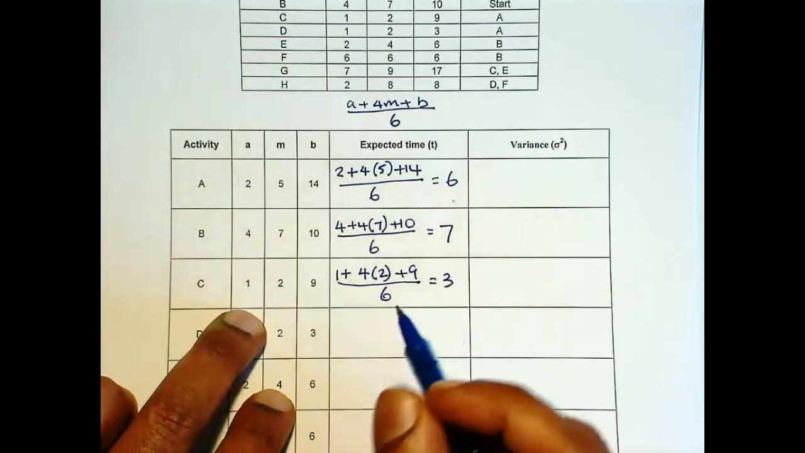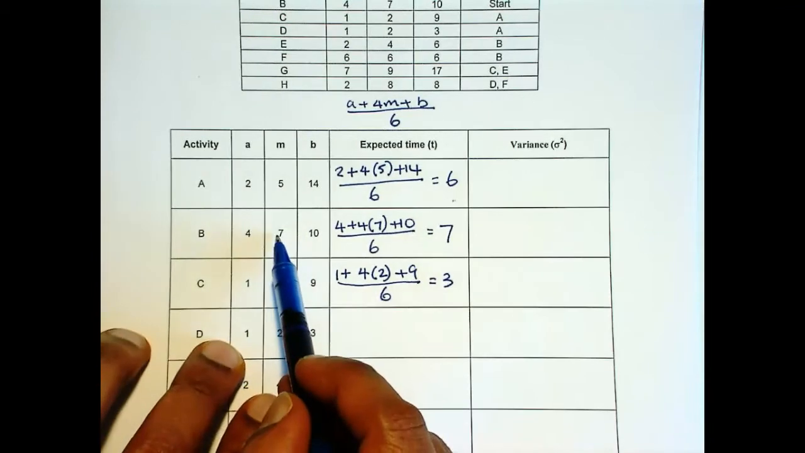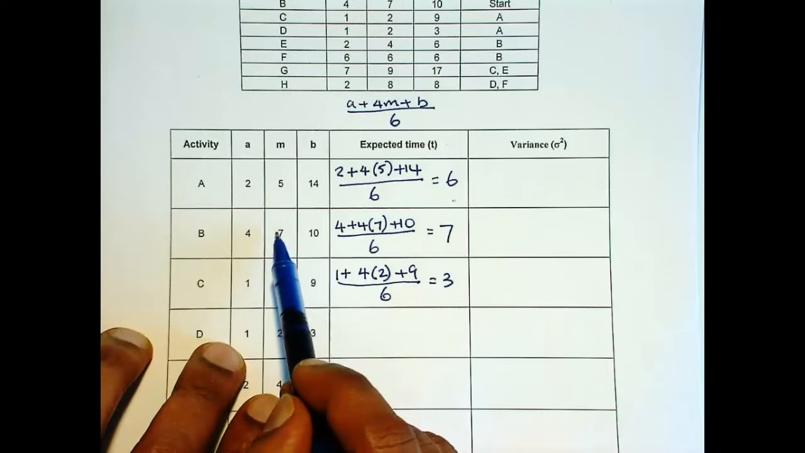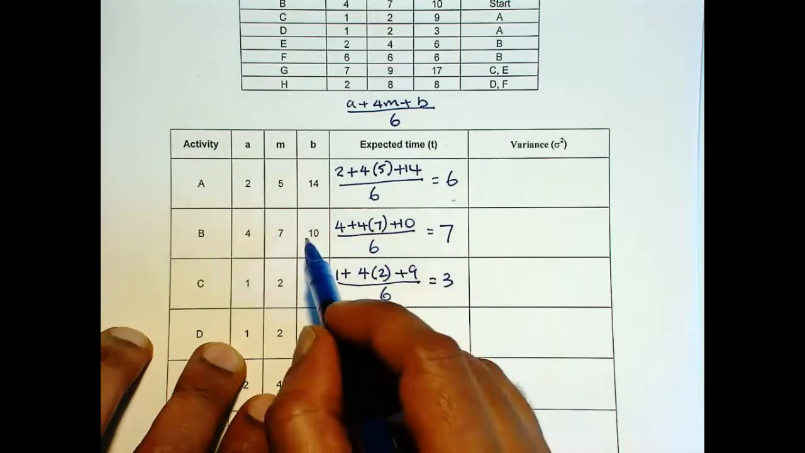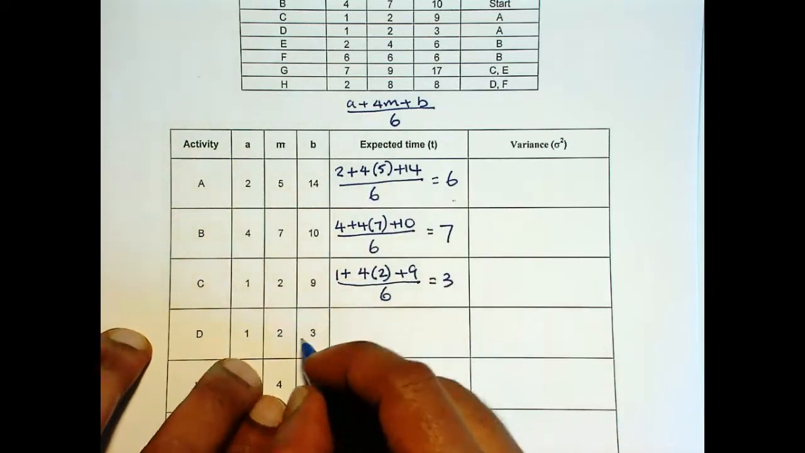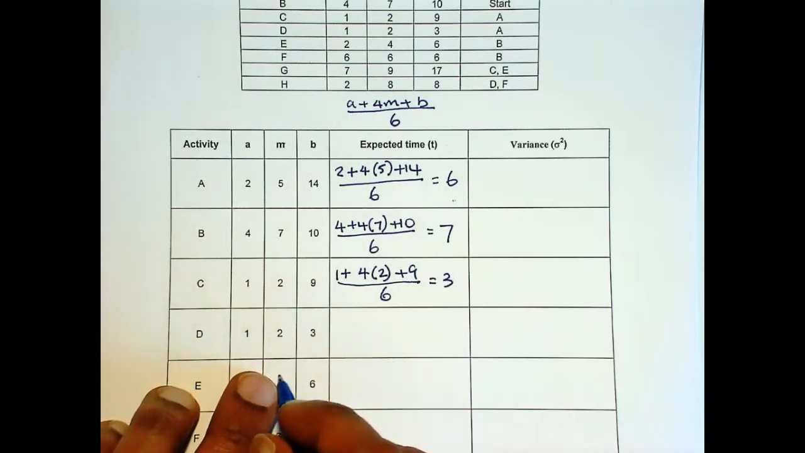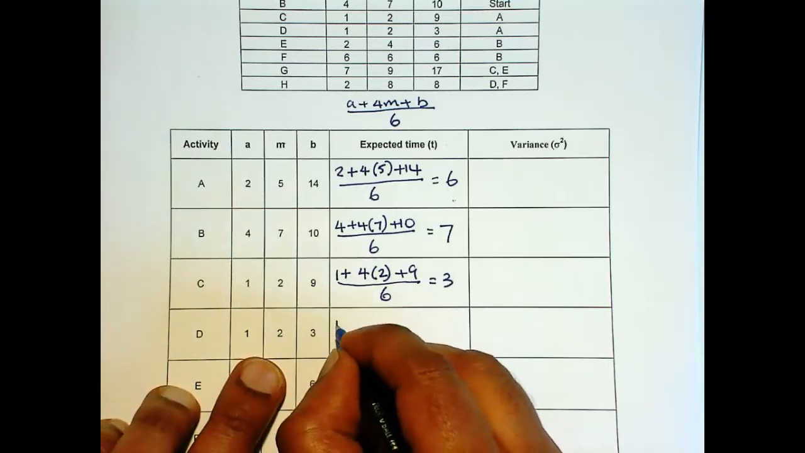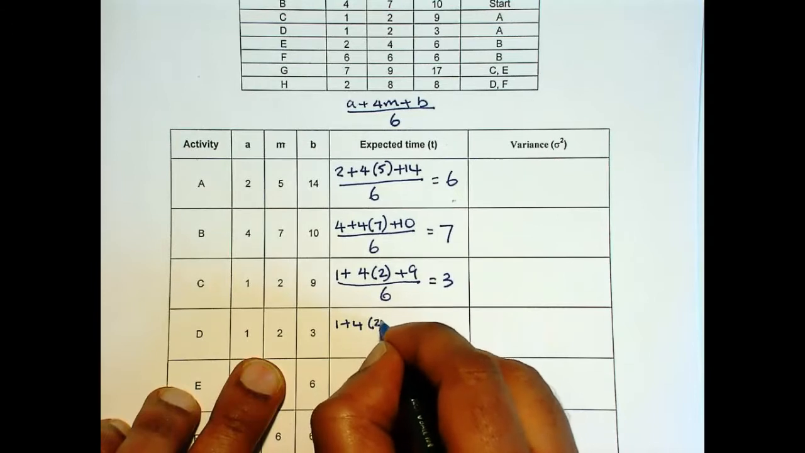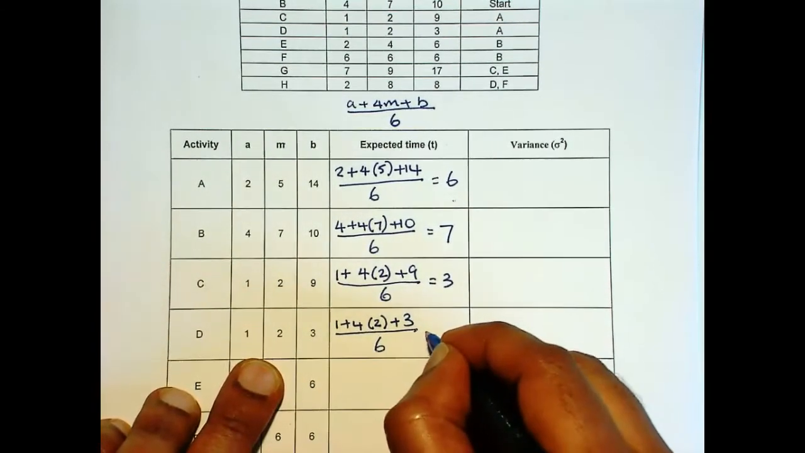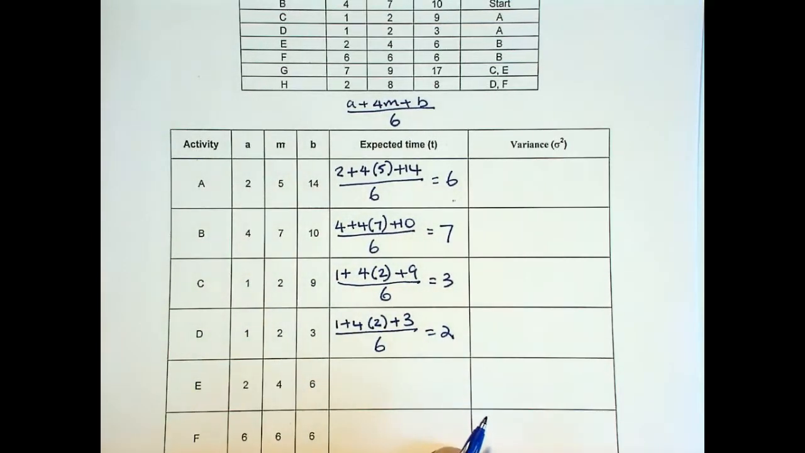Now you see, when a and b are equally far apart from m, then this formula will give you the midpoint, the m, as your expected time. So you don't have to even calculate what the number is. Like here it will be (1 plus 4 times 2 plus 3) over 6, which is equal to 2. You don't have to even calculate that. So here again it is equally apart, so we can just say it is equal to 4.